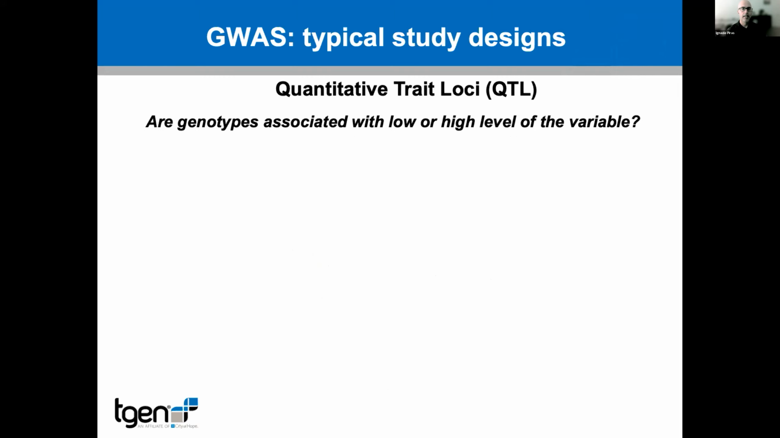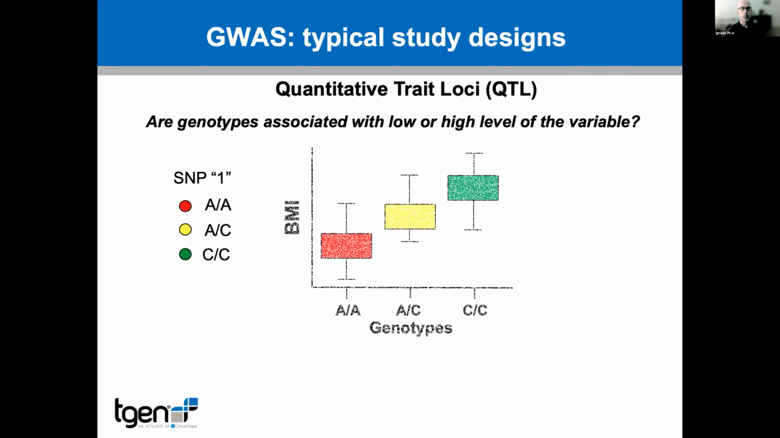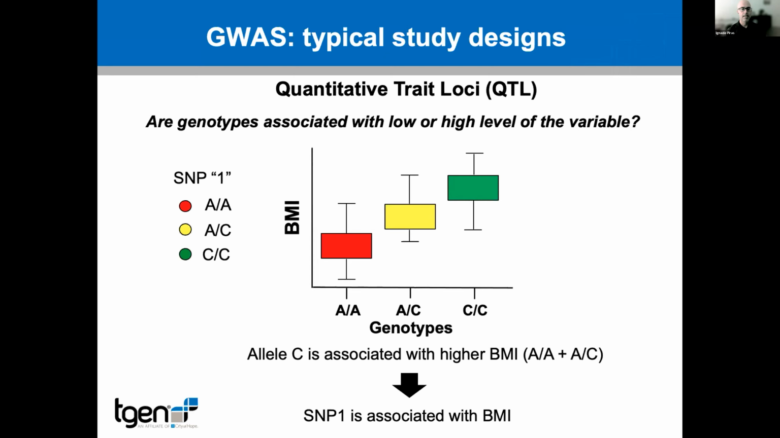The second study design is the QTL, quantitative trait loci. The question we need to answer here is whether the genotypes are associated with low or high levels of the variable. We still have our hypothetical SNP, and we have a quantitative variable. Here I took the BMI as an example, and from the box plot we can see that allele C is associated with higher levels of BMI. So our conclusion is that SNP1 is associated with BMI.